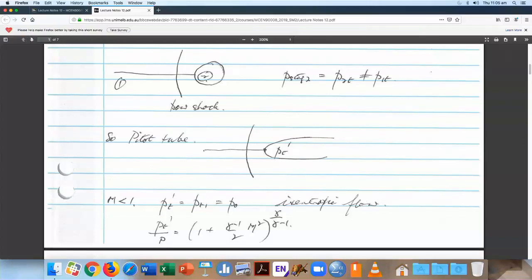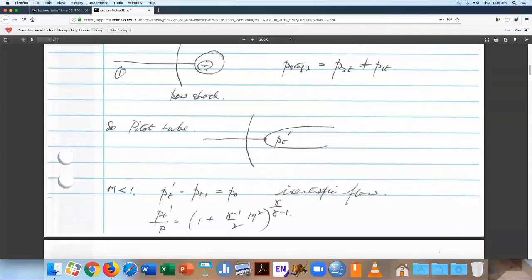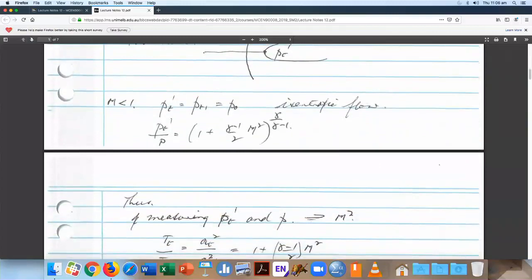And the ratio between the total pressure and the static pressure for an isentropic flow, you've seen me do it before, it's 1 plus gamma minus 1 over 2 M squared. All right, so now, if you could measure the total pressure with a pitot tube, and if you could measure the static pressure, and I'm going to tell you how to measure the static pressure in a minute, then that would lead you to the Mach number squared from this relationship here.